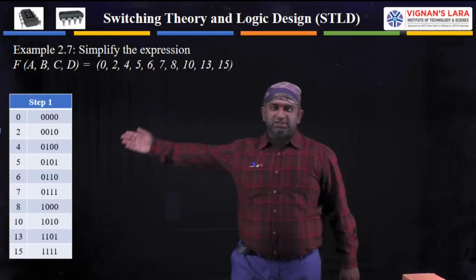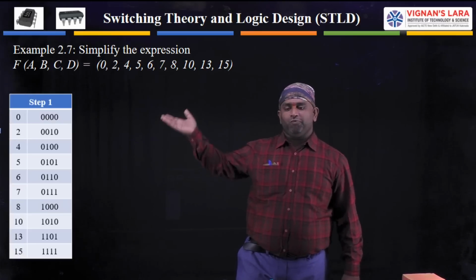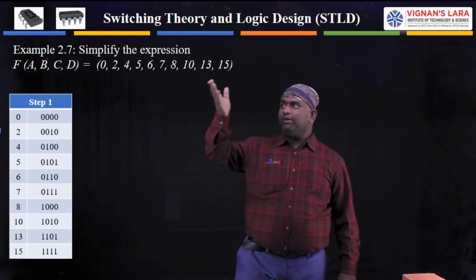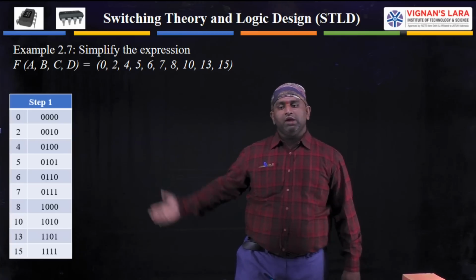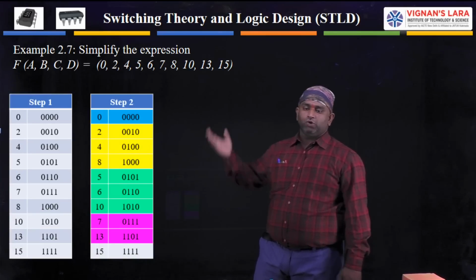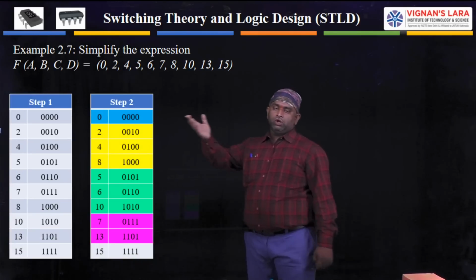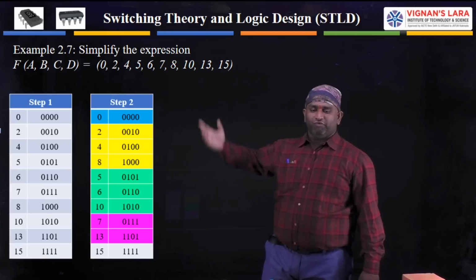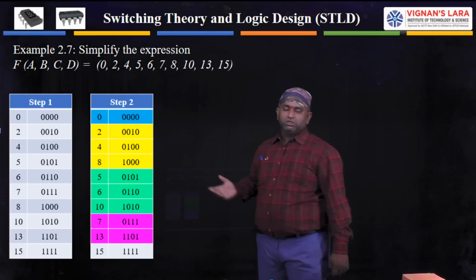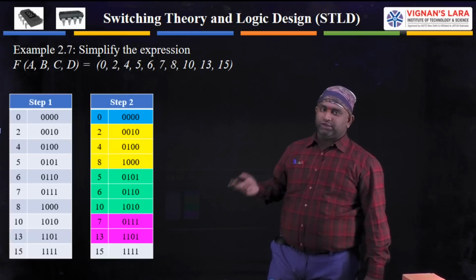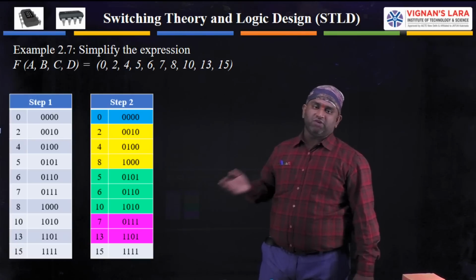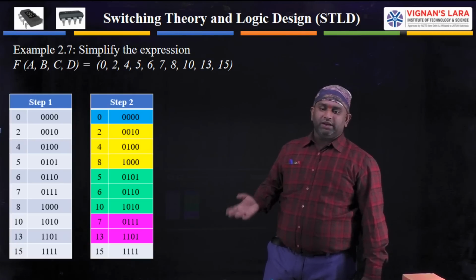So what is step one? In step one, you have to write down the binary equivalent of the minterms given in the problem. Next, in the second step, you have to group. First, the zeros, all zeros. Next, those with only one 1: 2, 4, 8. Next, 5, 6, 10, which consist of two ones. That is the green color group. Next, the pink color group consists of three ones, and 15 has four ones.